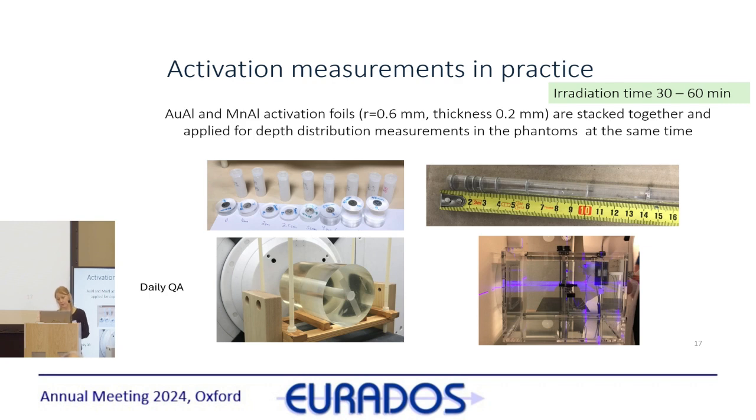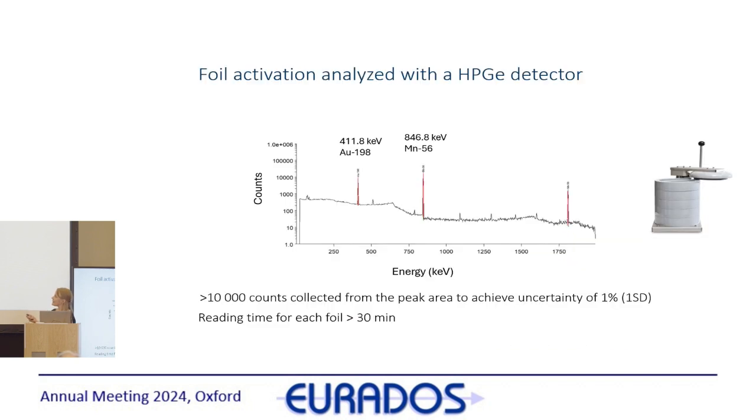They are thin, only 0.2 millimeter thick, in the phantom, either in a solid phantom for daily QA or in a water phantom for better characterization of the field. We need to irradiate them quite a long time, 30 to 60 minutes, and then we read them with the germanium detector. We can also read these 2 foils at the same time because the activation gamma peaks are quite well separated, so they don't disturb each other. We read them for about 30 minutes. The half-life of the gold peak is 2.5 days, and manganese only 2.5 hours, so we don't have too much time with the manganese reading.